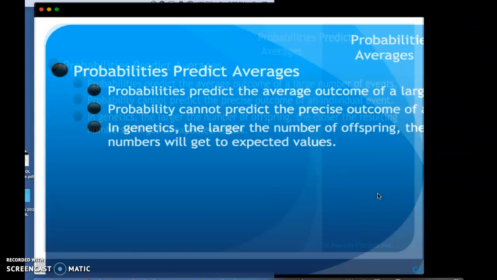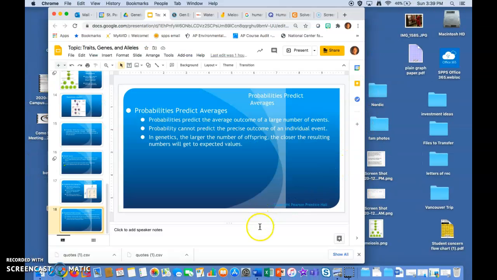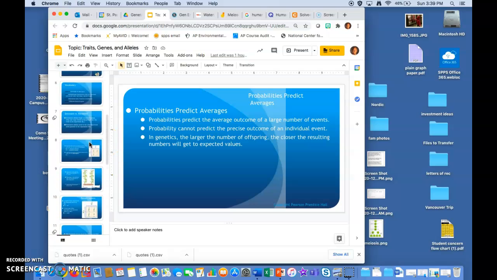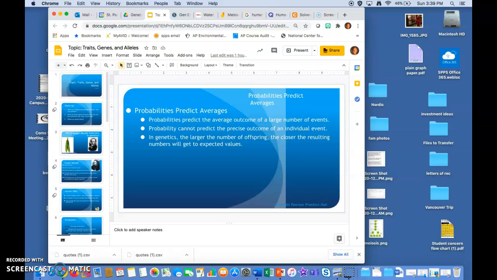All right, so for now, I'm going to stop it there. I'm going to make an Edpuzzle to go through, so you will need to answer some questions based on our PowerPoint today. And then we're going to move on from there and actually do some practice Punnett squares, and I'm going to guide you through that process.